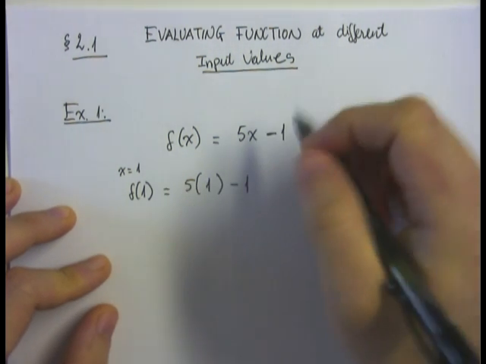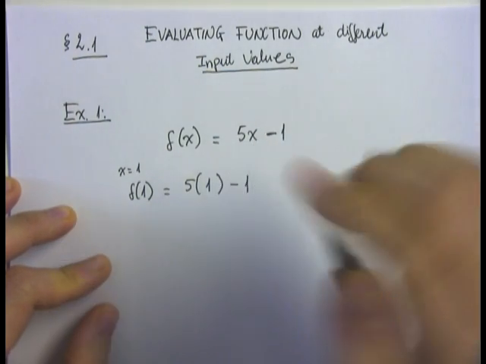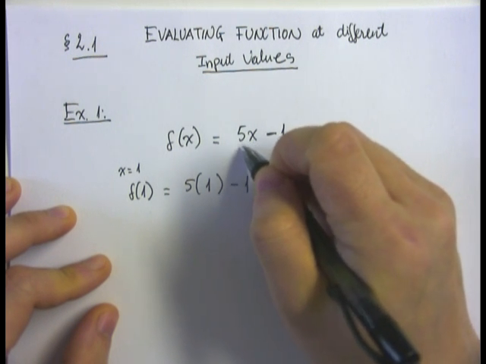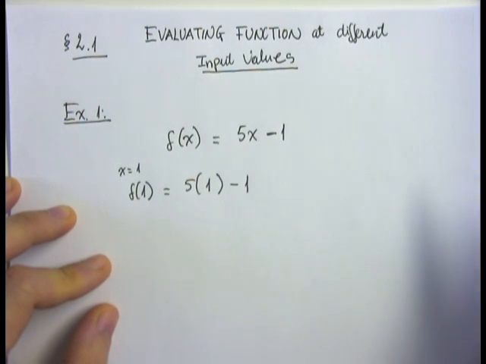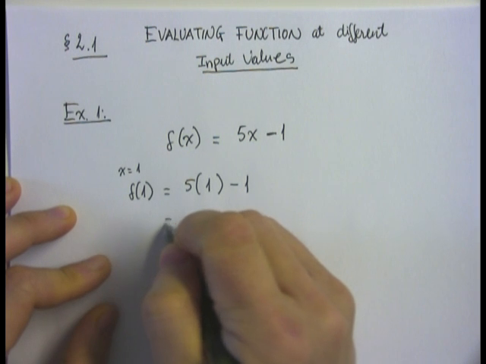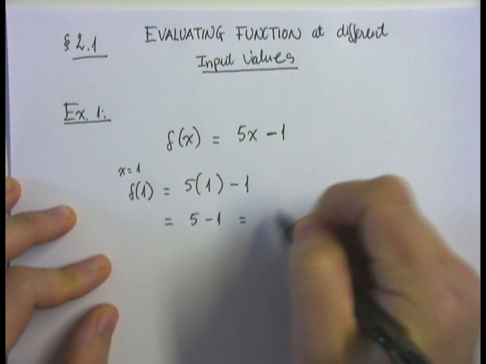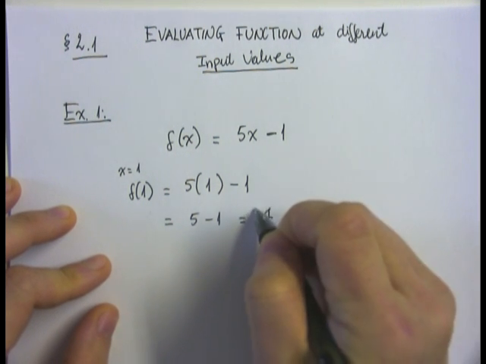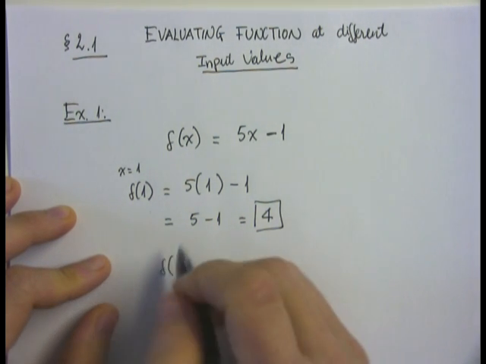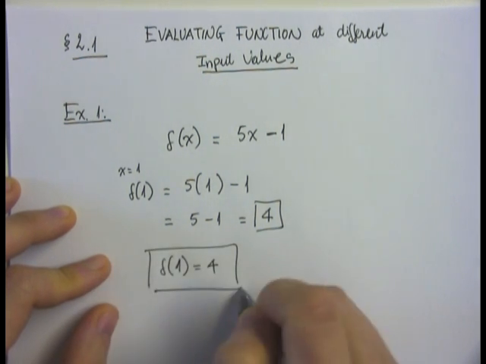And now, by the way, what the function tells you to do is that whatever the input x is, the function will multiply the input quantity by 5 and subtract 1 from it. And so here that's what we do. I'm taking the input to be 1, so my function's value would be 5 times 1 equals 5 minus 1 equals 4. So 4 is the function's value at 1, and that's the meaning of the 4.